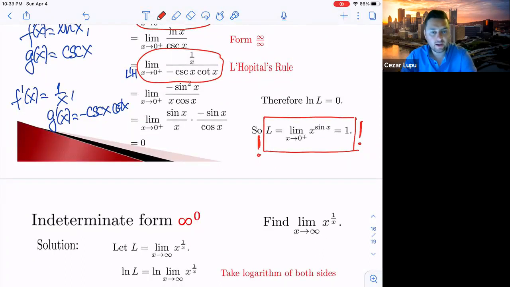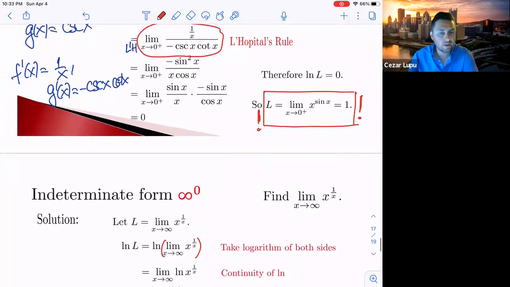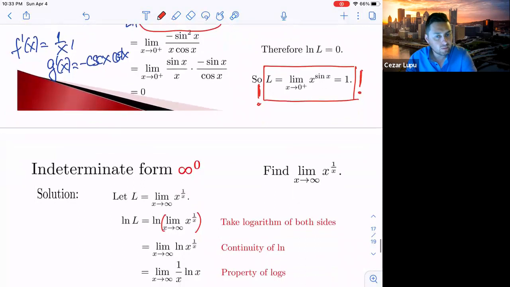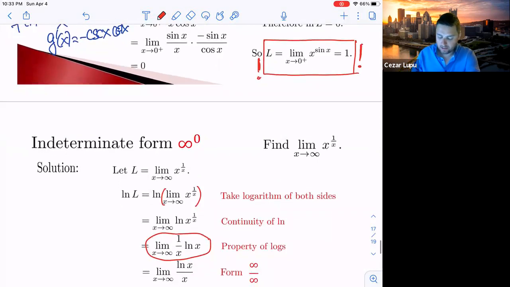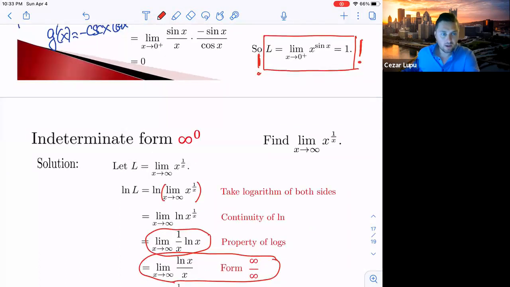So we will get that ln of L is ln of the limit of x to the power 1 over x. And now we're going to use the continuity of the natural log, so we swap the limit with the log, and we end up with this. Using the properties of logs, we end up with this limit. So we would like to find the limit as x approaches infinity of 1 over x times ln of x. But we can easily write this in this way. At this point, we are in a very fortunate situation because we can write this as the limit as x approaches infinity of ln of x over x.